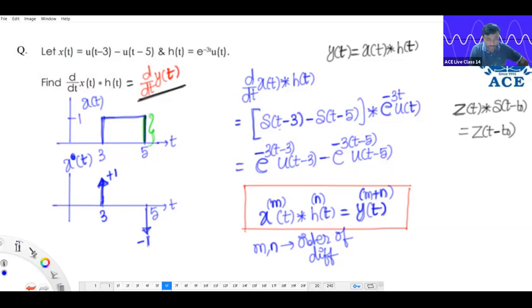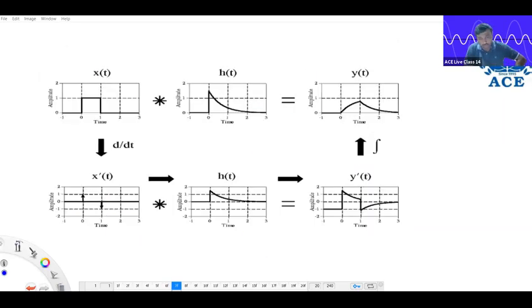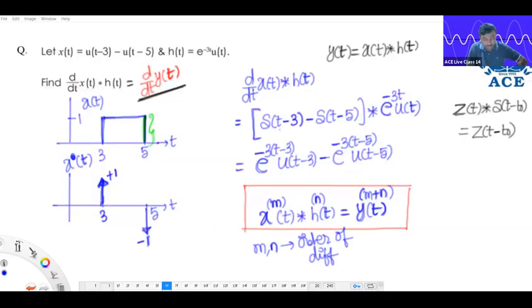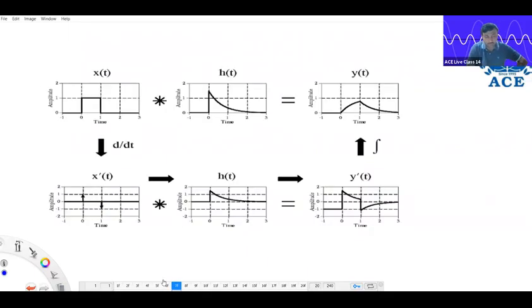Okay, moving to next slide. Whatever I solved mathematically, I have shown with graphs, sir. X of t I have chosen as a rectangle, that is u(t) minus u(t minus 1), from 0 to 1. If you differentiate that signal, at 0 positive impulse, at 1 negative impulse. If I convolve this rectangle with decaying exponential, this is the direct output.